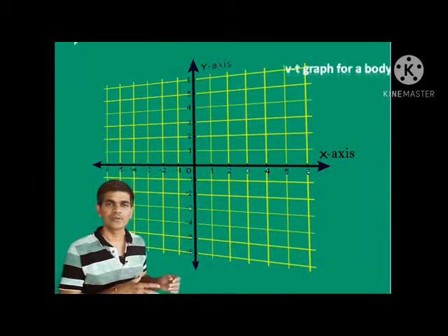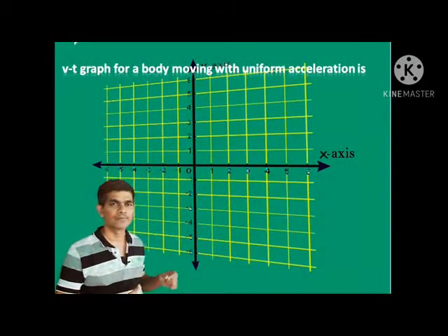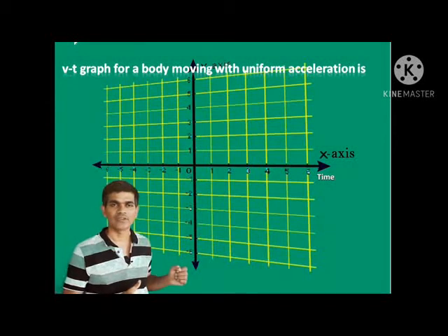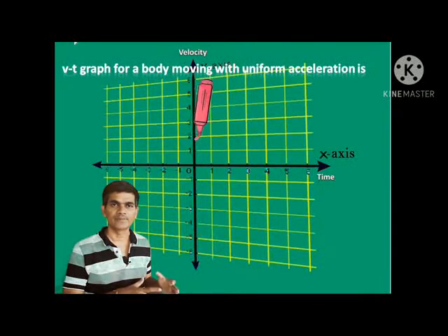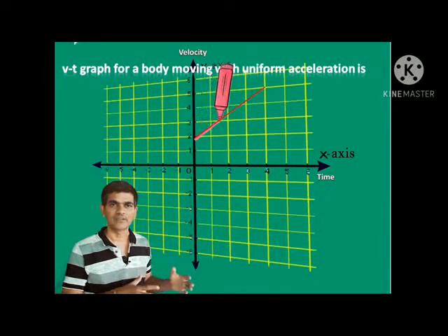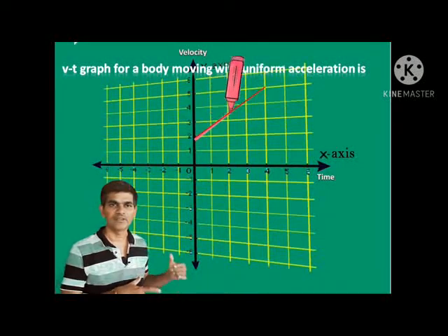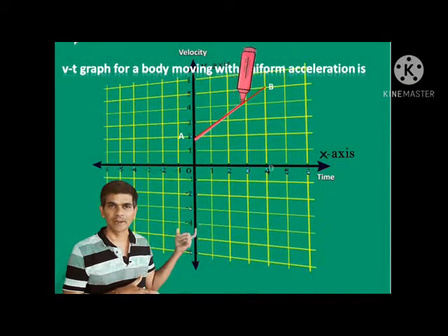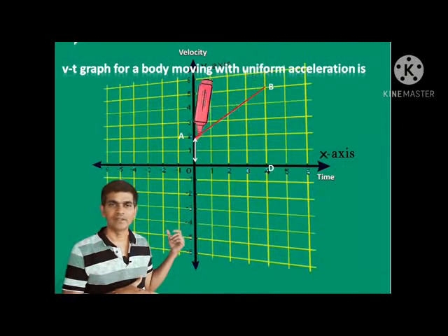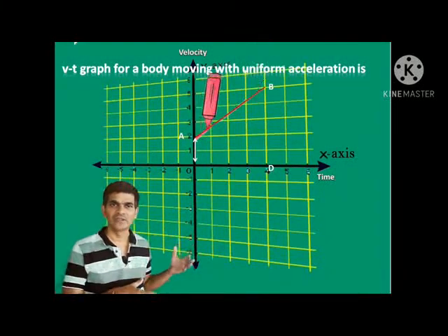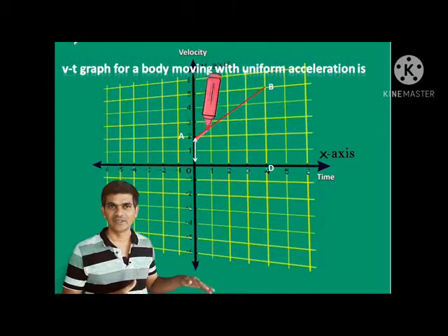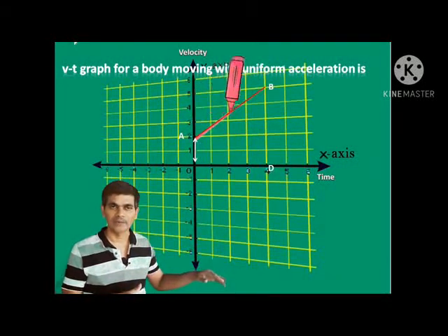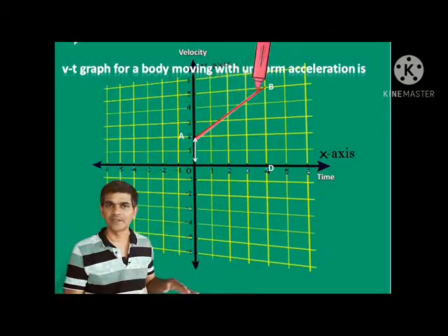Let us see how to draw the velocity-time graph. Taking velocity along the y-axis and time along the x-axis, we plot a graph, and the graph for a body which is uniformly accelerated is always a straight line. Here also it starts with the initial velocity v naught at A, and we draw a straight line reaching point B after a time t seconds. The straight line inclined with the time axis shows that the body is uniformly accelerated.